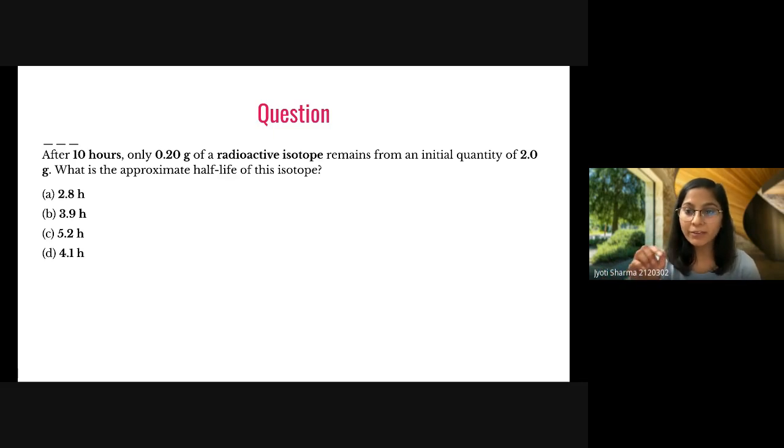So we have the N value. This N value is 0.20. We have the N node value, this is 2 gram. And we have time, that is 10 hours. So from here, we can calculate the decay constant. If we have calculated the decay constant, then we know that we have a relation between this decay constant and half-life. That is, half-life is equal to 0.69 upon decay constant. So if we have the decay constant, then we can calculate the half-life.